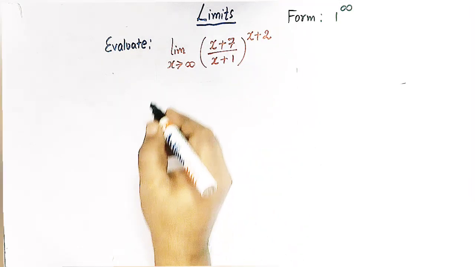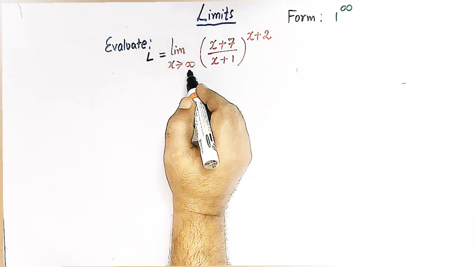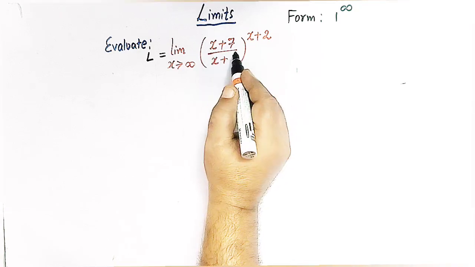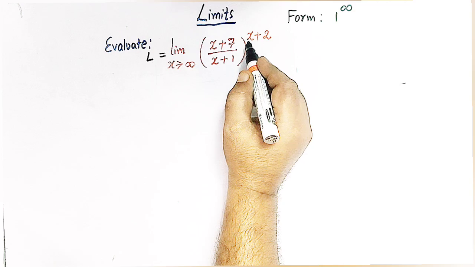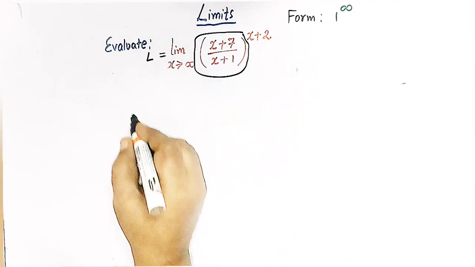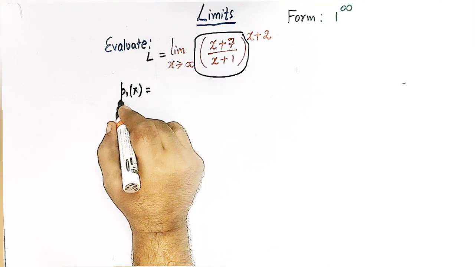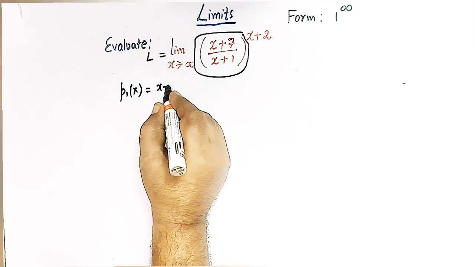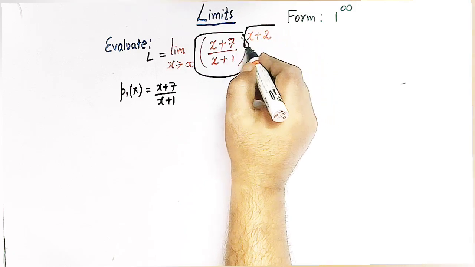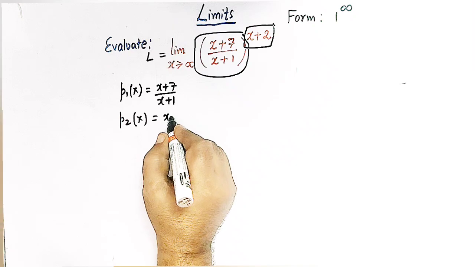Let us first call this limit L. Here we have the limit as x tends to infinity of the function (x plus 7) divided by (x plus 1), raised to x plus 2. Let us first take this function as p1(x), so p1(x) is equal to (x plus 7) over (x plus 1), and let us call this function p2(x). So this is x plus 2.